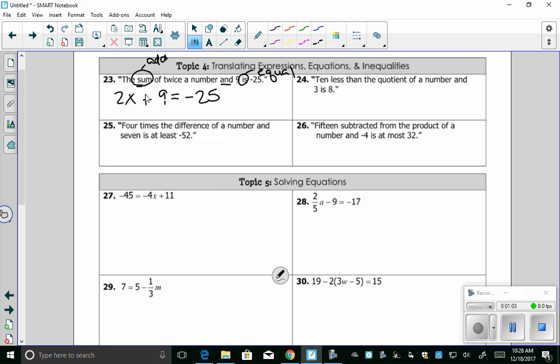Number 24. 10 less than the quotient of a number in 3.